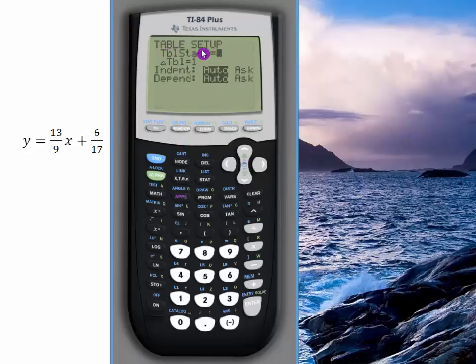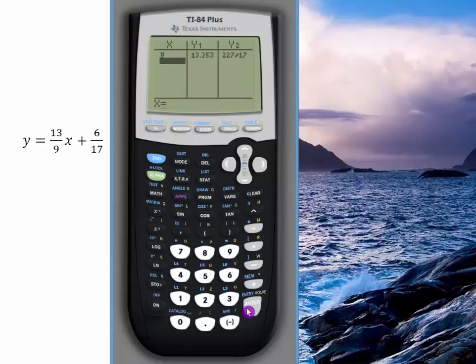The first option is table start. The second option is table delta. That's how much you're going to count by as you scroll through the table. The third option here, under independent, where it says auto, you can switch to ask and then press enter. Now go back to the table. It's blank, but for any value you enter for x, the calculator will return the corresponding y.